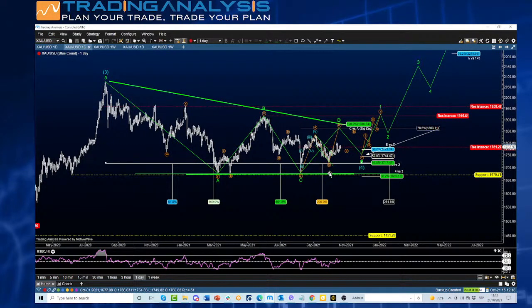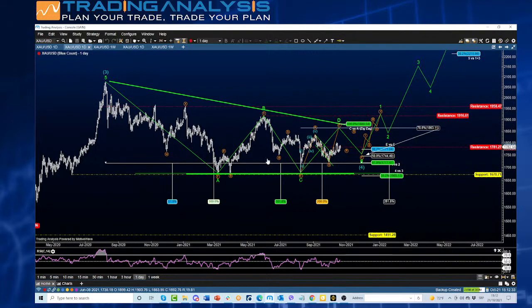If we hold this lower level around 1670, I'm looking at this as a triangle. Not necessarily, this has to be a triangle. It has a couple more options. It can be a WX in big flat and Y.